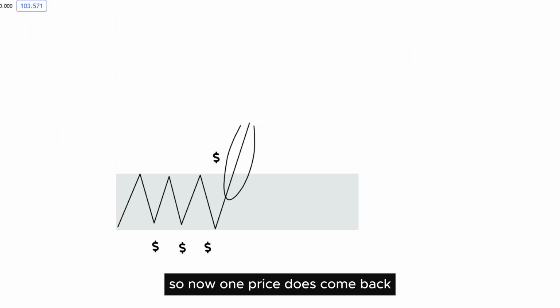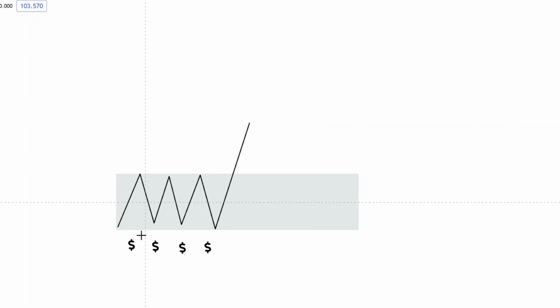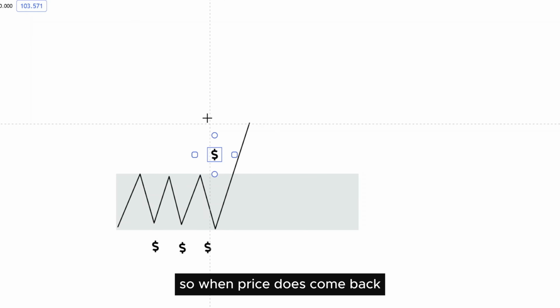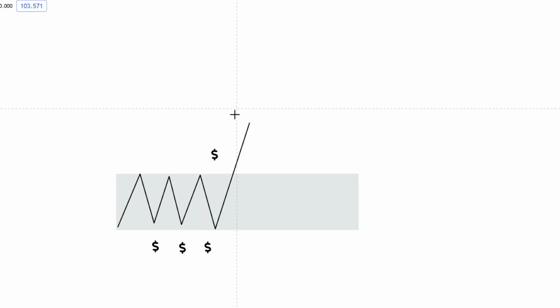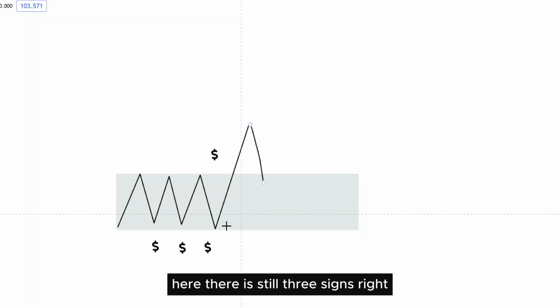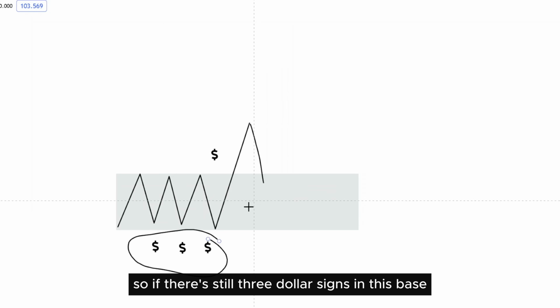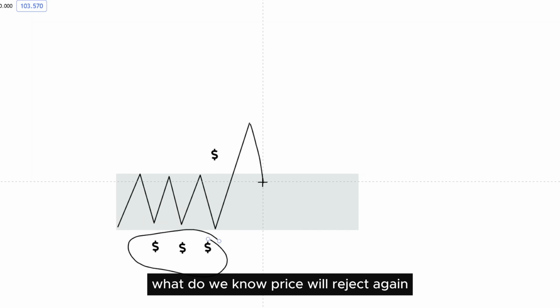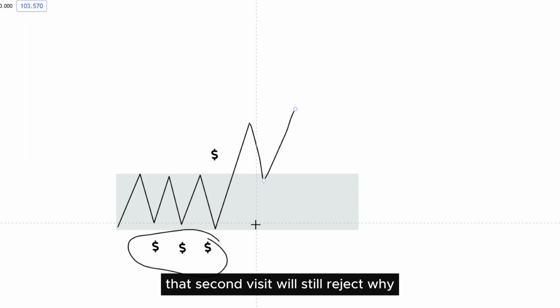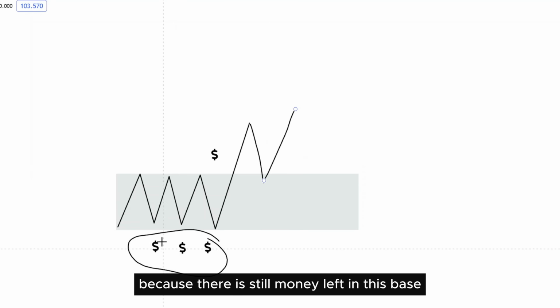So now when price does come back here, there are still $3 signs, right? There's $3 signs. So if there's still $3 signs in this base, what do we know? Price will reject again. That second visit will still reject. Why? Because there is still money left in this base.